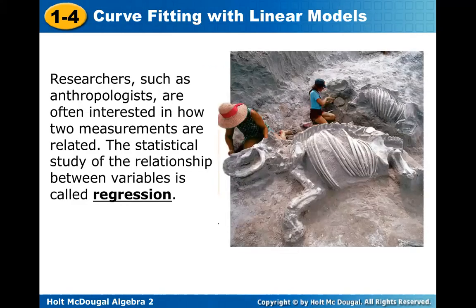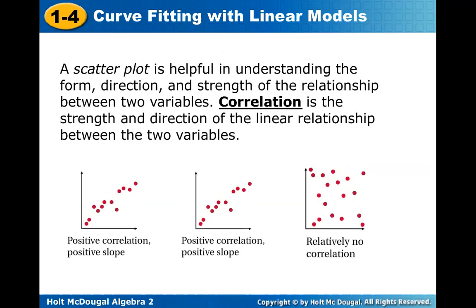Now, researchers such as anthropologists are often interested in how two measurements are related. Regression is the study of how two measurements are related. Today we're going to talk about linear regression. If you make a scatter plot, sometimes the data might look fairly linear, and I think they do here, don't they? They look fairly linear. Now, this is called a positive correlation.